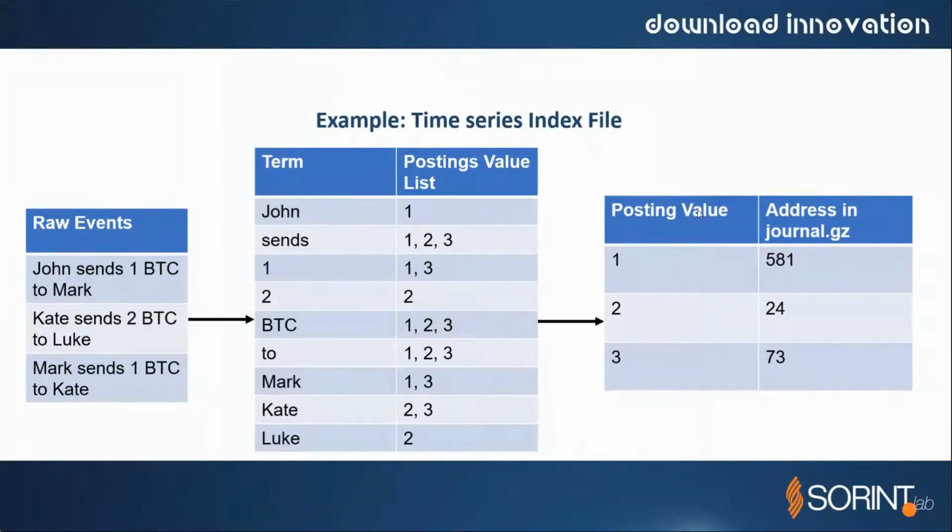So for example, we see that sends appears in all 3 of the events. So we put 1, 2, 3. 2 appears only in event number 2. So we put 2, and so on. And then to each of these entries, a seek address is provided that tells us where to look for that word in the journal file.